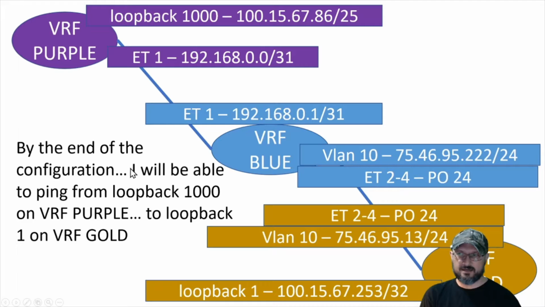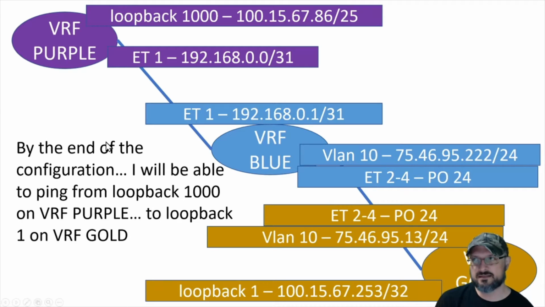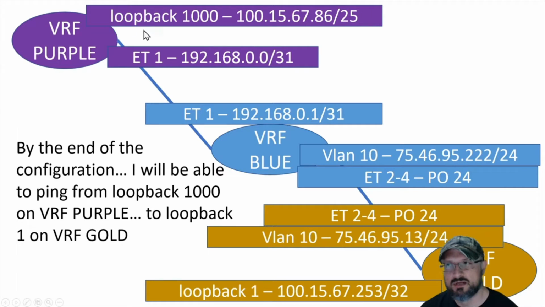Ultimately, we're going to end up with something that looks like this, where we're going to have VRF purple that will have a loopback 1000 with this IP address on it. It'll have an Ethernet 1 with this IP address and network on it. VRF blue, which will exist on switch 11, is going to have Ethernet 1 and this IP address. It's also going to have VLAN 10, this IP address, and it's going to have Ethernets 2 through 4 in a port channel.